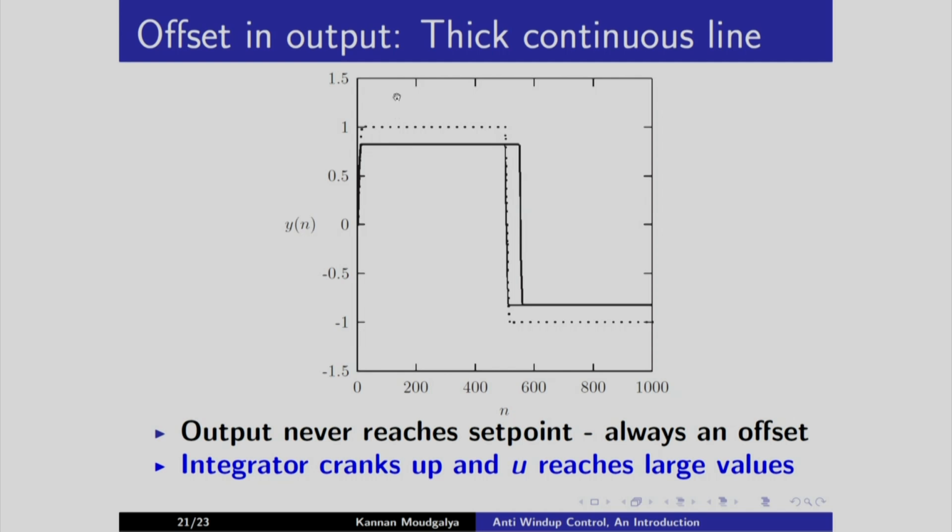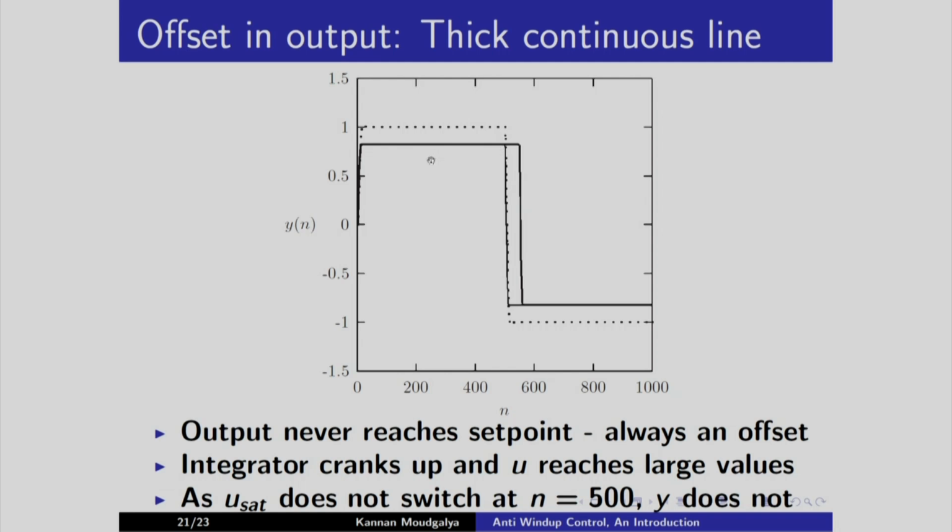As a result, because there is an offset, the control law has an integrator which cranks up. It thinks that it is not working properly. So the integrator will crank up if the error is non-zero. The error is perpetually non-zero, so the integrator cranks up, and hence u reaches a very large value. So u sat does not switch at n equals 500, and y also does not switch.